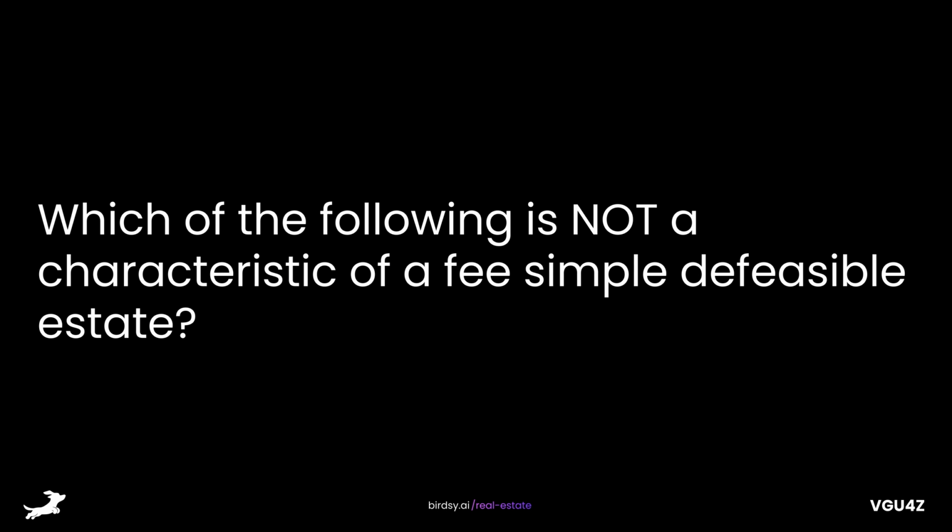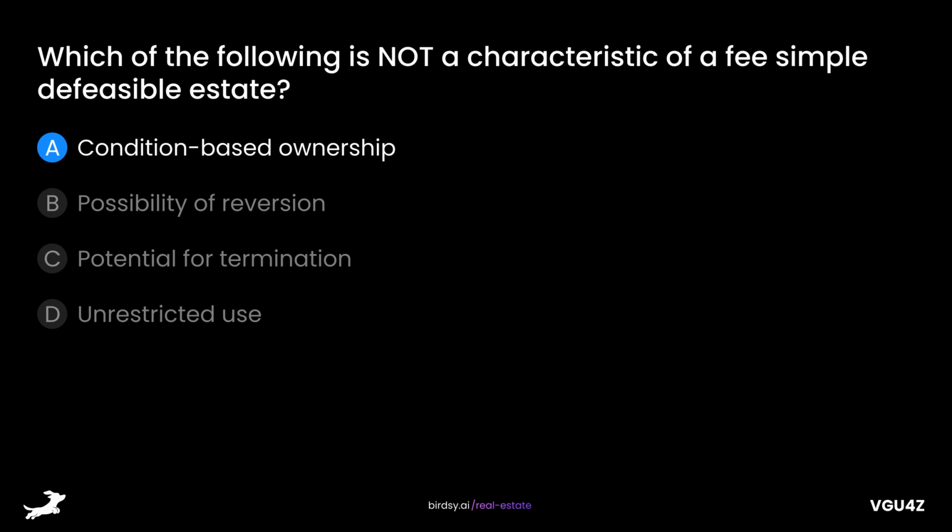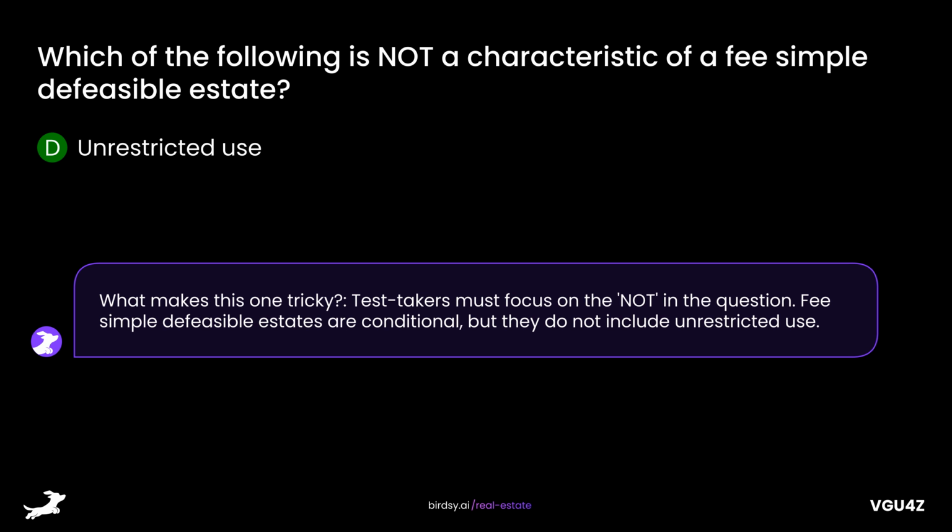Which of the following is not a characteristic of a fee simple defeasible estate? Is it A, condition-based ownership, B, possibility of reversion, C, potential for termination, or D, unrestricted use? The answer is D, unrestricted use. What makes this one tricky? Test takers must focus on the "not" in the question. Fee simple defeasible estates are conditional, but they do not include unrestricted use.